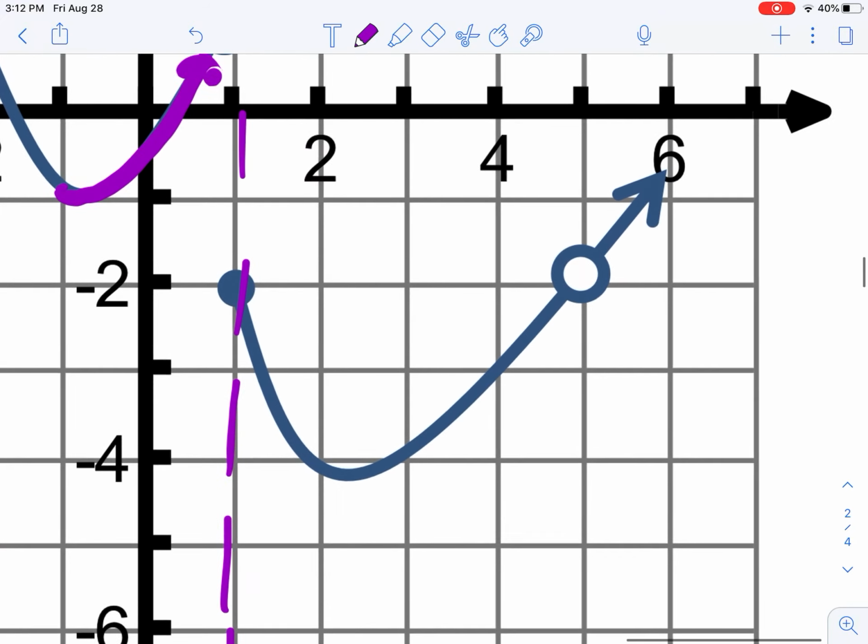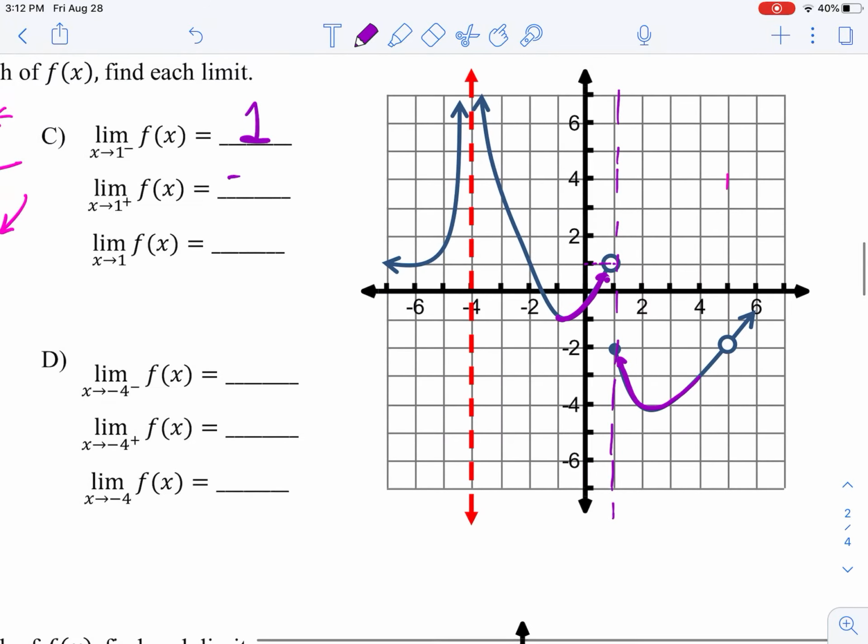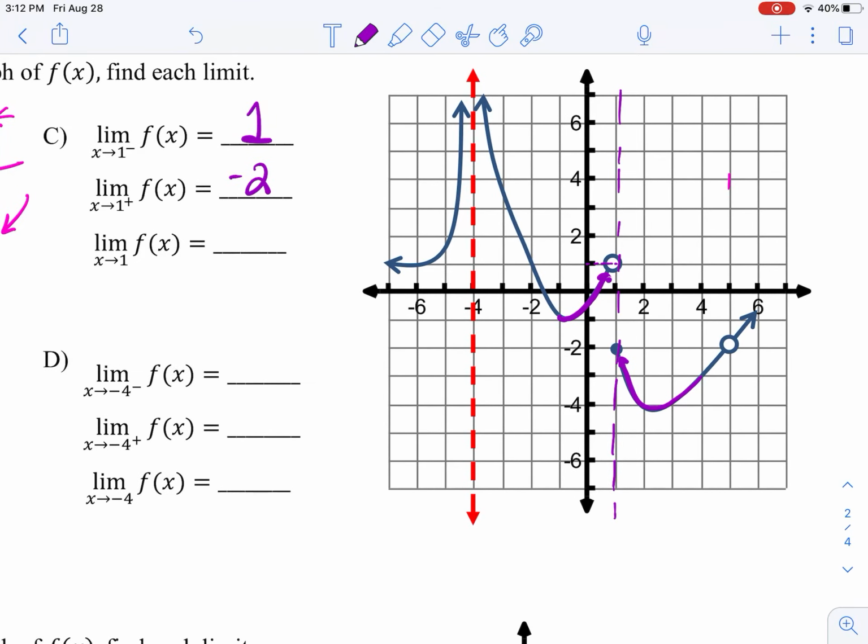All right, now I'm going to approach 1 from the right. So here I am approaching the x value of 1 from the right. I'm going to say what y value I'm approaching. I'm approaching negative 2. So if you look here, I'm approaching 2 different values. So here the limit does not exist.